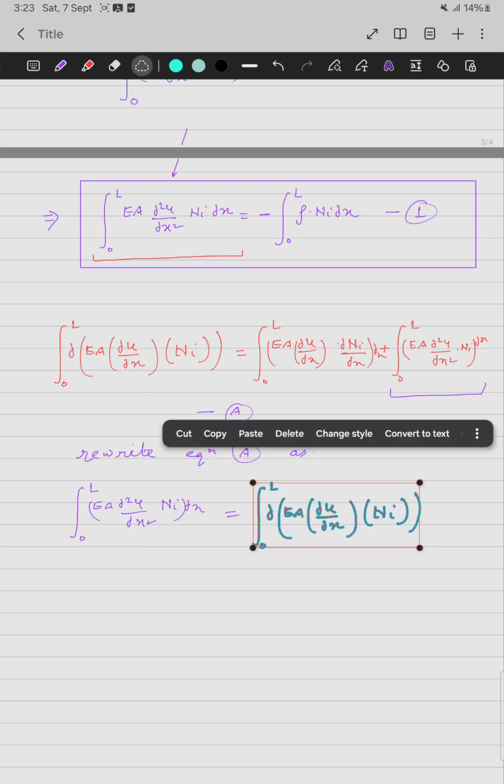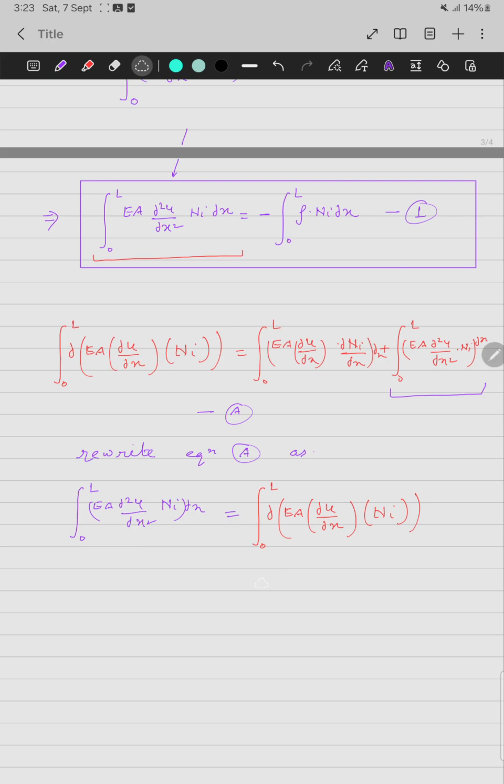I will paste it here. Okay, and plus, same thing I will do here also. I will copy this term also, and I will do it here, and it will take a minus sign here. Okay, so in this way we can write. Now we can perform integration here.